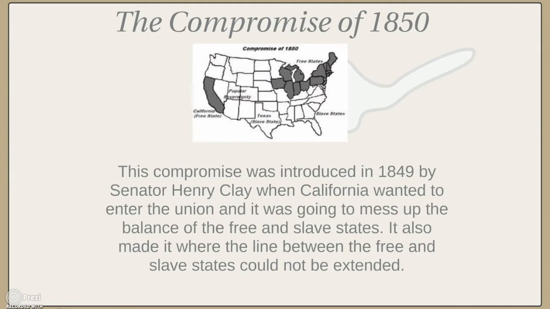What is the Compromise of 1850? This compromise was introduced by Senator Henry Clay in 1849 when California wanted to join the Union, but it was going to mess up the balance of the free and slave states. It also made it where the line between the free and slave states could not be extended.